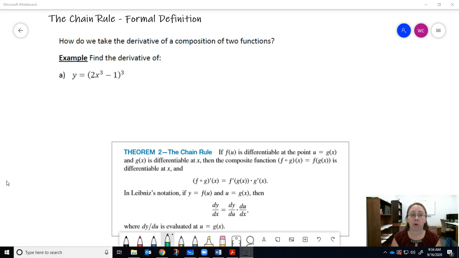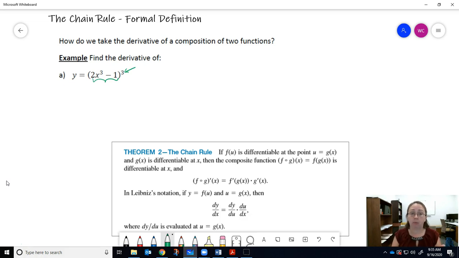For example, if you look at this problem here, we have y equals parentheses with a function inside. So think of this as being inside of another function. The power is the outside function. So when you have this situation, you have sometimes two choices.